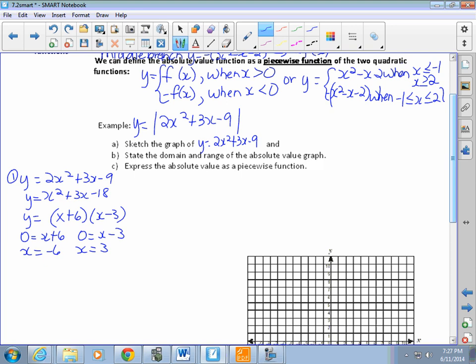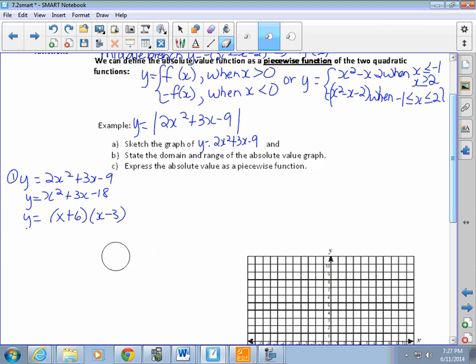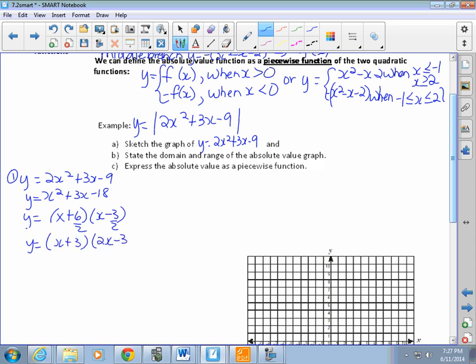Oh, sorry, I forgot to do my divide. Silly me. So I should have divided by 2 here. So I have y is equal to x plus 3 and 2x minus 3. So x plus 3 equals 0, or 2x minus 3 equals 0. So x is equal to negative 3, or x is equal to 3 halves. So that means negative 3, 0, and 3 halves, or 1.5, and 0 will be my invariant points.